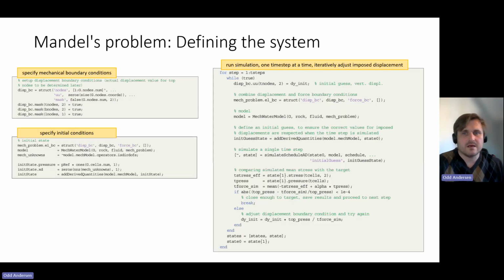So in MRST, we model this by using an inner loop at each time step, as I've shown in the relevant listing on the right here. This inner loop searches for the correct amount of plate displacement so that the integrated force has the correct value. And that means that we cannot use simulate schedule AD on the whole schedule at a time, but we need to run it separately for each time step. The details on this are given in the book chapter.